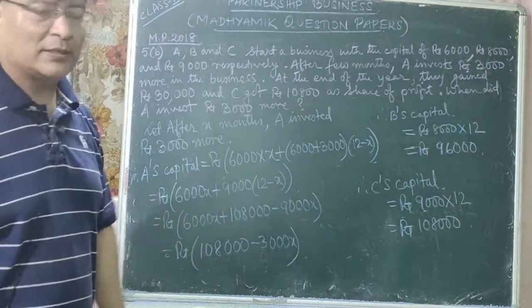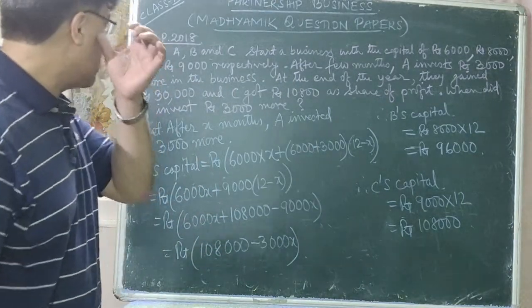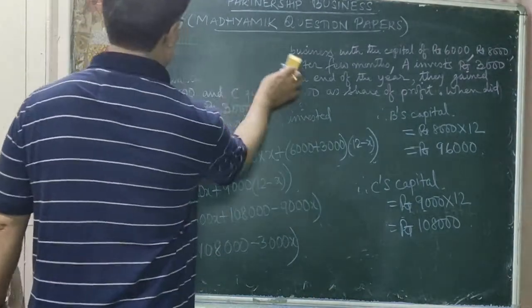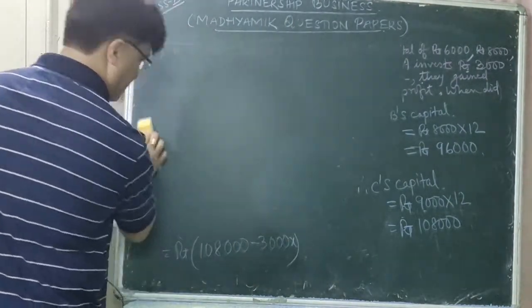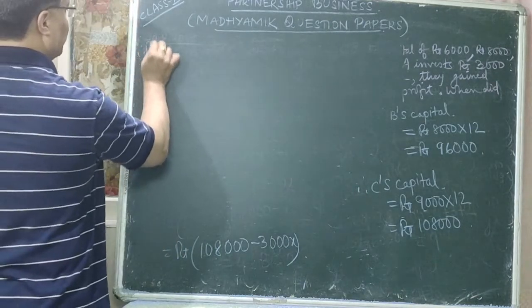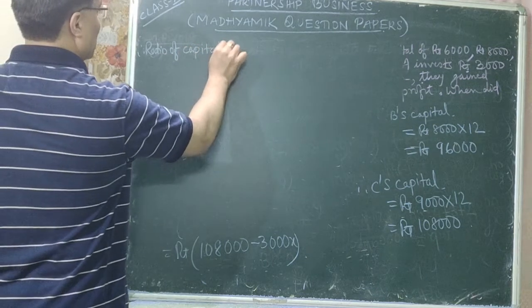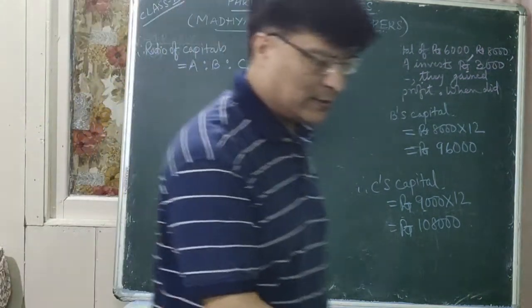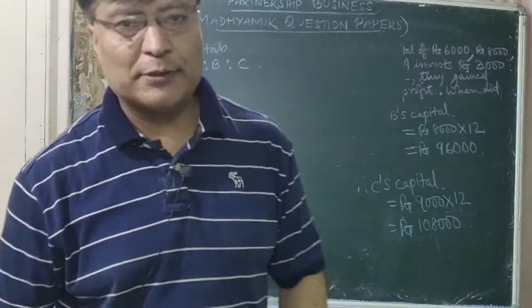Now let's simplify it further. Now let us find out the ratio of capitals. Okay? So therefore, ratio of capitals is equal to A is to B is to C. Now let us find it.